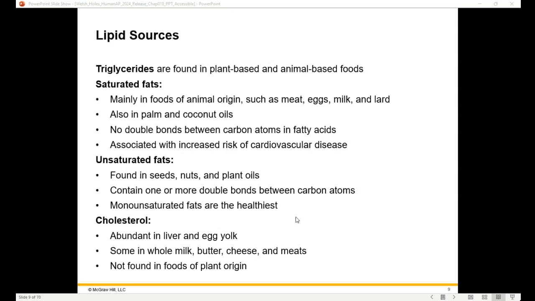Unsaturated fats are found in seeds, nuts, and plant oils. They contain one or more double bonds between carbon atoms. The monounsaturated fats are the healthiest of the fats.